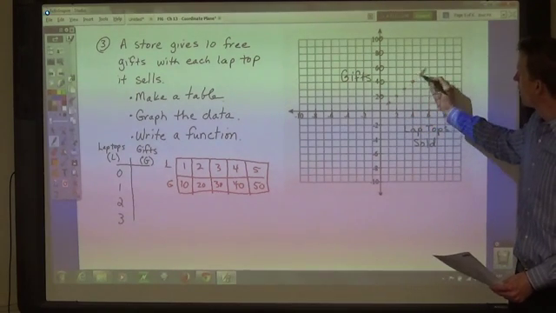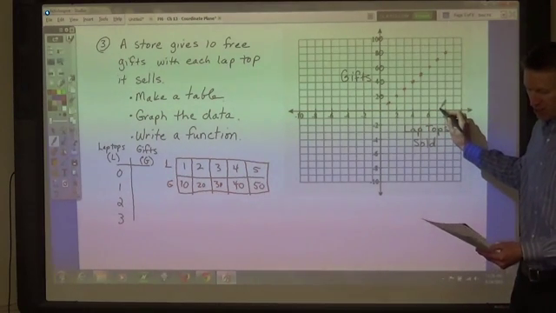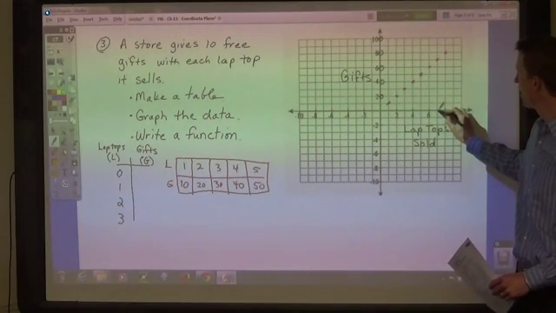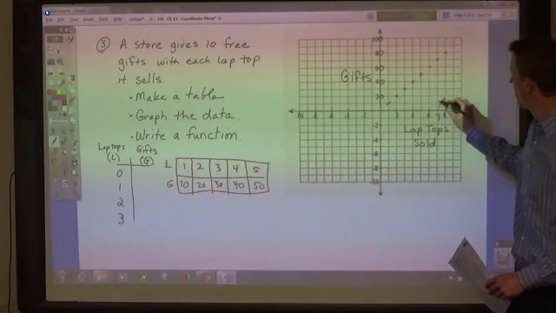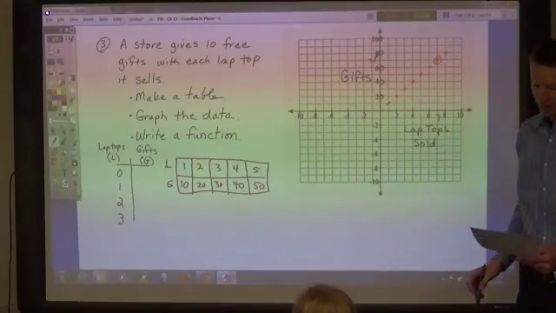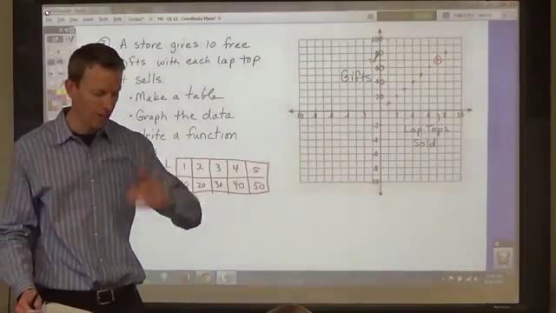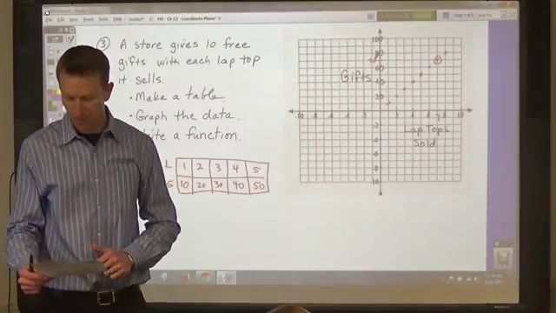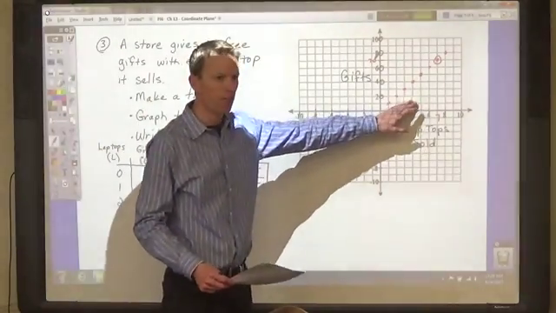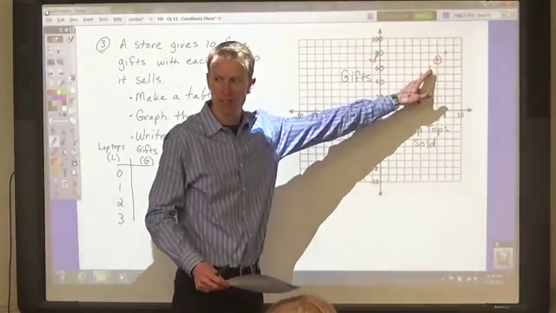And we can follow this trend and then answer the question, how many gifts does the store give when 7 laptops are sold? We would show that by going up and circling 7 and 70. Okay? And then you can write 70 gifts for 7 laptops. That's how these questions are organized. That's how you can show visually how these numbers are related as a function.